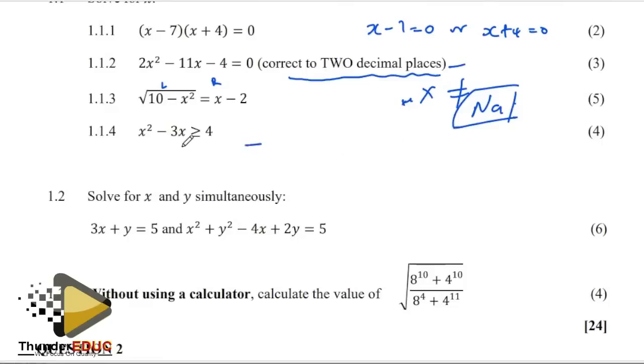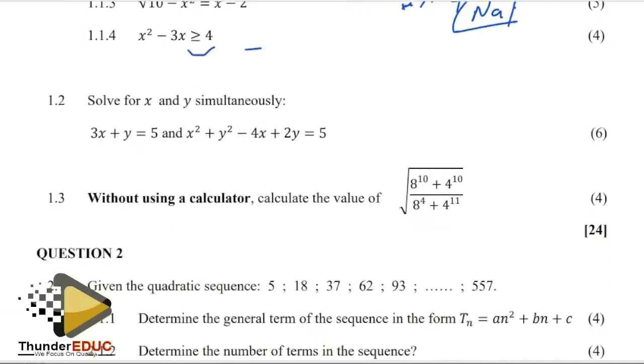1.1.4, create a standard equation. You move the 4 that side and then you solve that. For 1.2, it's a simultaneous equation, with a 3x, a y, a 5, and all of that. So we have the linear and then we have the quadratic equation. Start with the linear, manipulate it around, make one of the variables the subject. So you can leave y on one side, move the x that side, and then get that y and substitute into there.